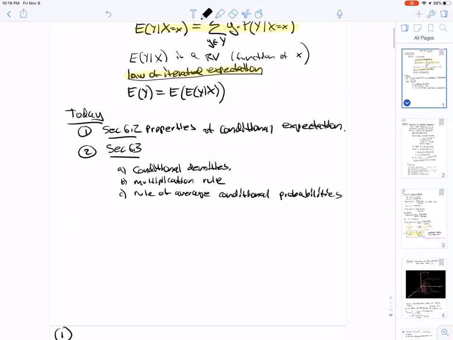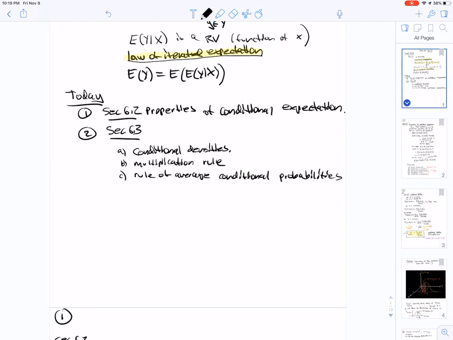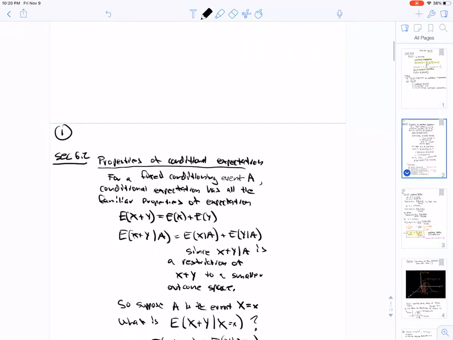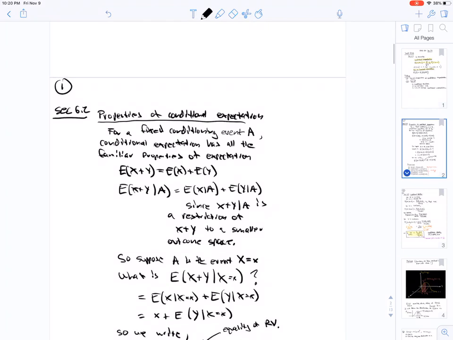Today we're going to review the properties of conditional expectations as well as get going in section 6.3, which I think is one of the most challenging sections in the book: conditional densities, the multiplication rule, and the rule of average conditional probabilities. So let's start with properties of the conditional expectation.